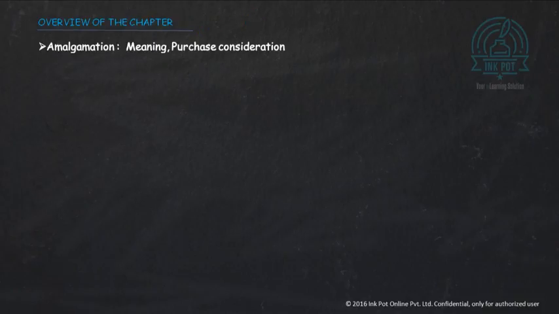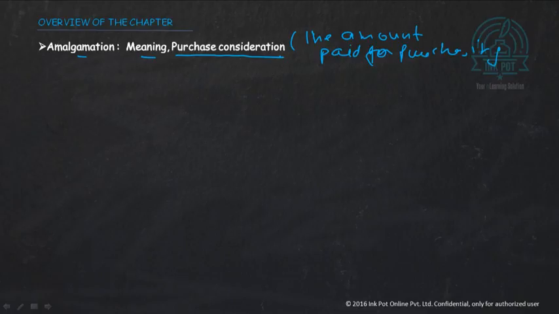Good morning. In the chapter of amalgamation, which is explained in accountancy as per Accounting Standard 14, we are going to study the meaning of amalgamation and purchase consideration. Now, what is purchase consideration? Purchase consideration means the amount paid for purchasing the business. Paid for purchasing the business is known as purchase consideration. After that, we'll see the types of amalgamation.